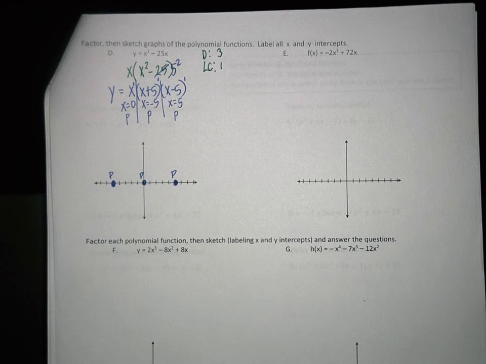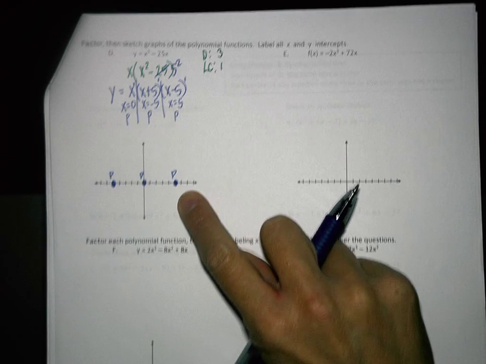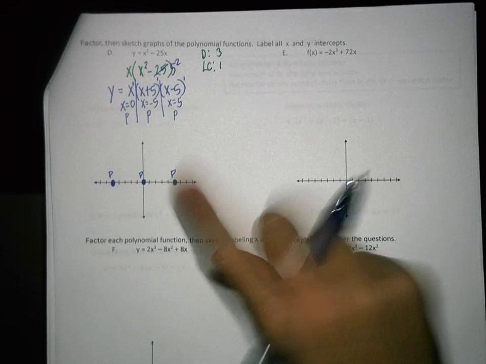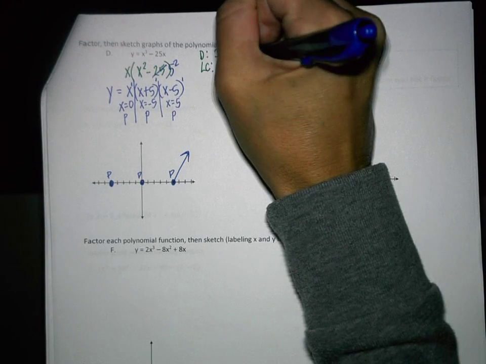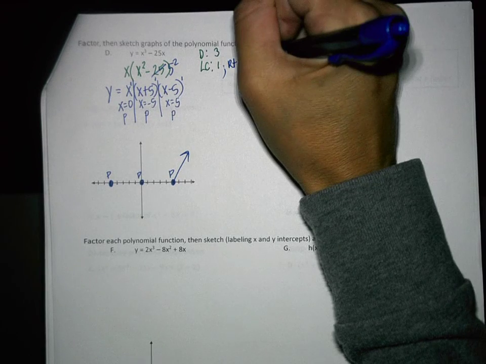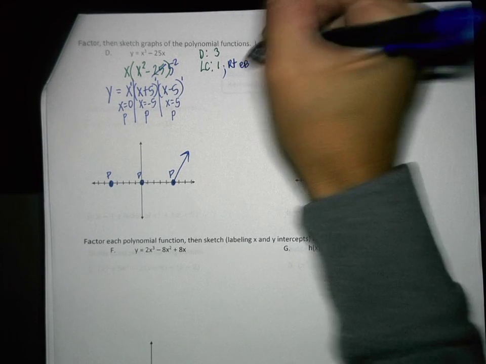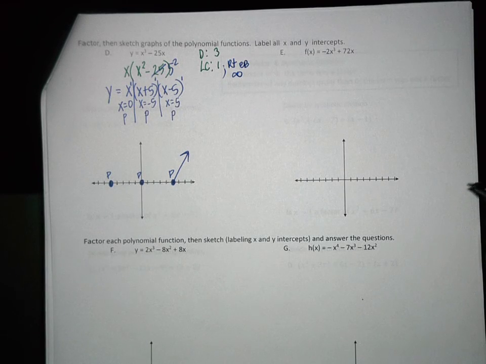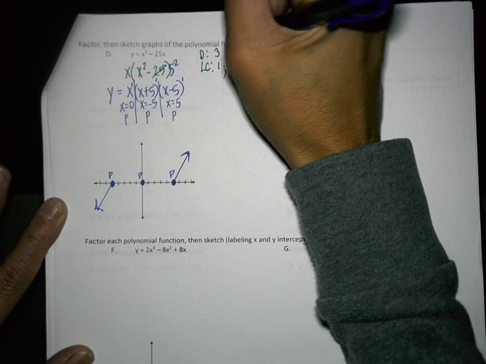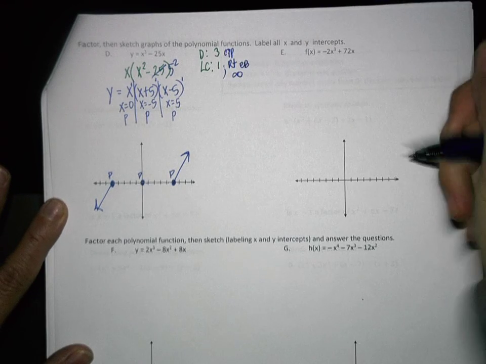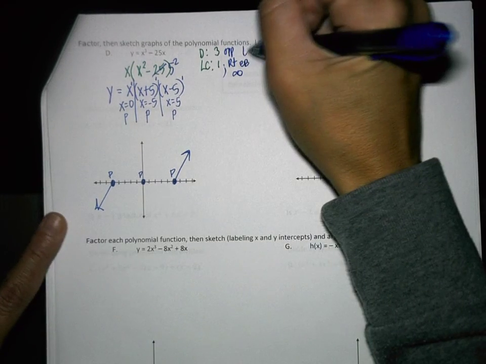What should my right end behavior be? Positive infinity. Why? My leading coefficient is positive. Okay? So that means, and if you want to write it here, right end behavior is positive infinity because of that leading coefficient. Okay, what about my left side? Why is it going to negative infinity? Odd degree. So remember, odd degree, opposite. Okay? So that means that our left was negative infinity.